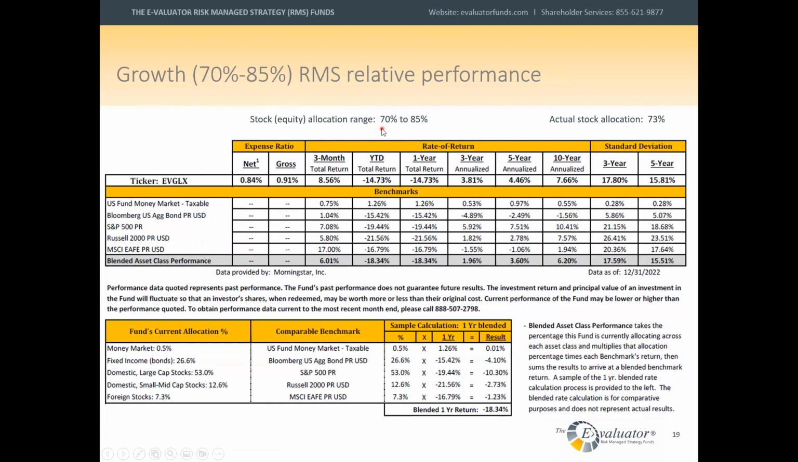Growth will always have at least 70% stocks, never more than 85, currently 73. Here's the 1-year return, minus 14.7 compared to a minus 18 if we would have just invested it in these indexes at the same percentage allocation. 3 years at 3.8 compared to 1.944, compared to 3.6 for 5-year, 10 year 7.6 compared to 6.2.